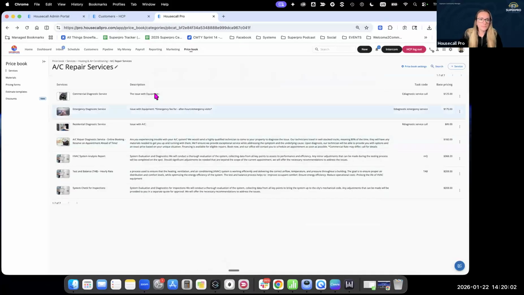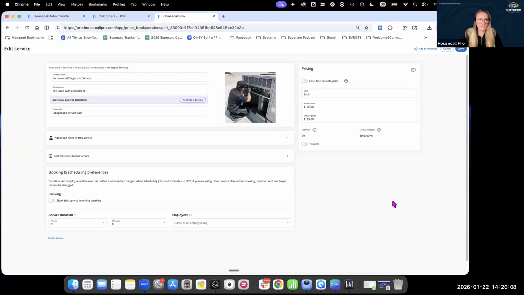I would love to see one that has the rates set up. Maybe one of these does, that has the task code. No. Okay. Well, it's fine for the example.